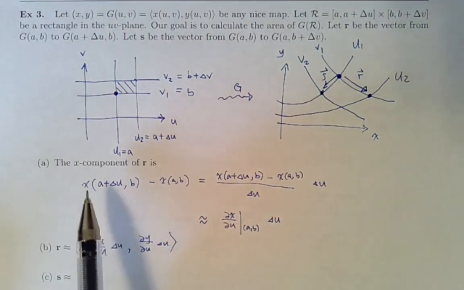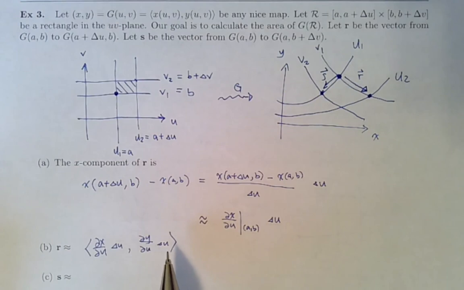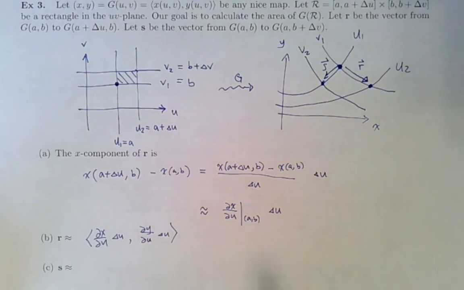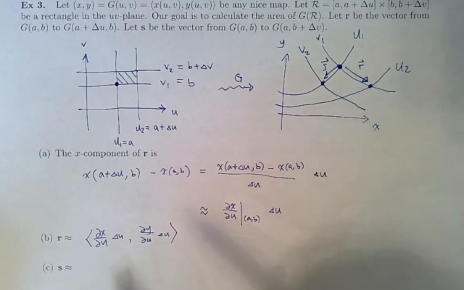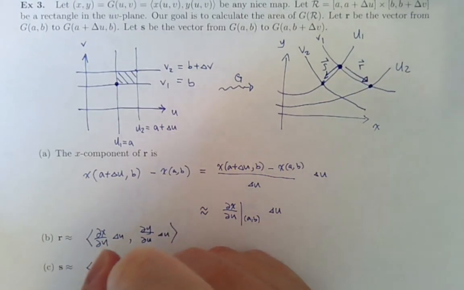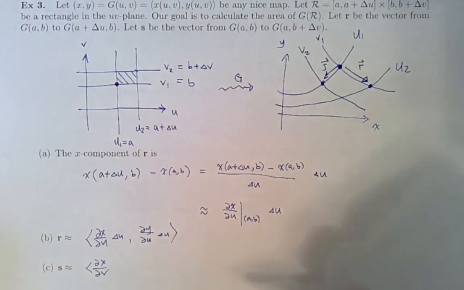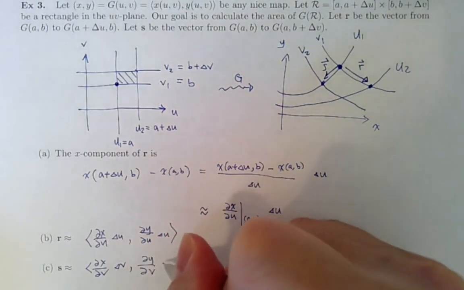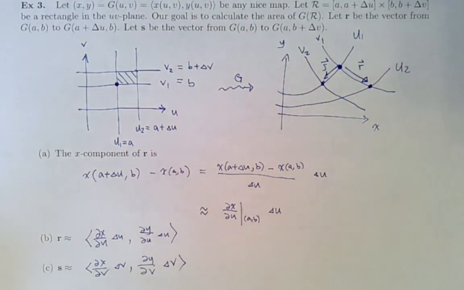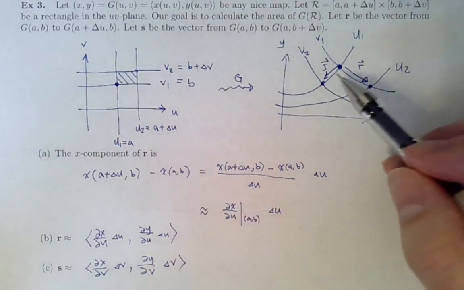So just instead of x here, we have y's. Now let's also guess what s is. If we look at this, the difference is we're going in the direction of u, but what if we go in the direction of v? Then the u's become v's. So partial of x with respect to v, delta v, and then partial y with respect to v, delta v. So those are roughly these two vectors.